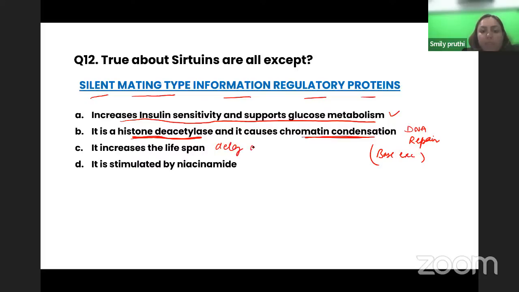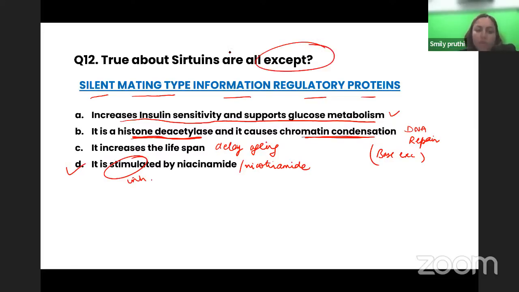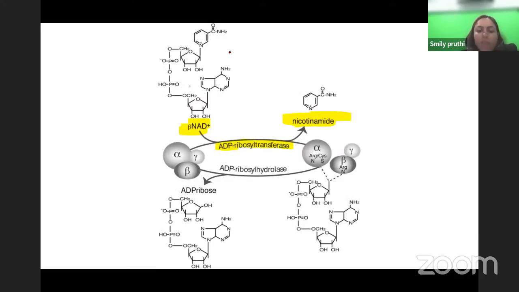They delay aging. Sirtuins are found to delay aging, so we can say they increase lifespan. Is it stimulated by niacinamide or nicotinamide? No, it is inhibited. So the answer is D, because the question was asking except. So silent mating type information regulation proteins increase insulin sensitivity and help in good glucose metabolism. And the enzymatic activity is histone deacetylase, right? There is one more enzymatic activity of ADP ribosyl transferase in sirtuins.